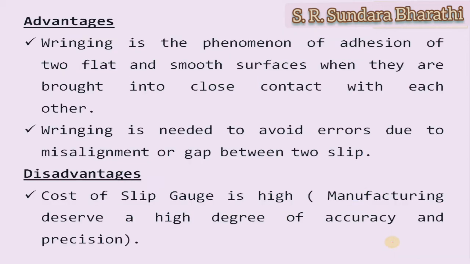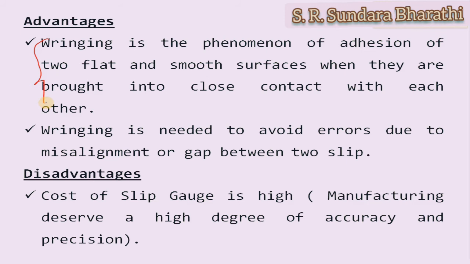What are the advantages of slip gauges? Wringing is the phenomenon of adhesion of two flat and smooth surfaces when they are brought into close contact with each other. With that principle, with the adhesion and atmospheric pressure, the slip gauges are joined. This is the big advantage.